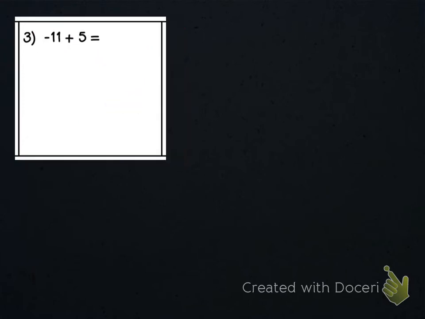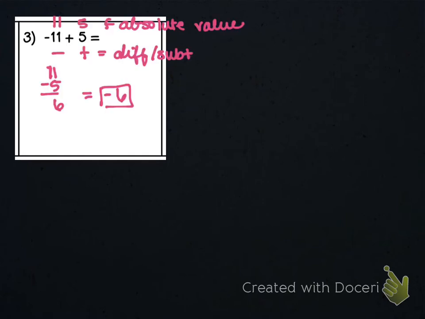I want you to try number 3. Press pause, work it out, and press play when you think you have the answer. Okay, so we have different signs here, so you should have subtract 11 minus 5, which is 6. And then we look at the absolute value of negative 11, which is 11, and the absolute value of a positive 5, which is 5. And then therefore, negative 11 is a greater distance from 0, so our answer is negative.